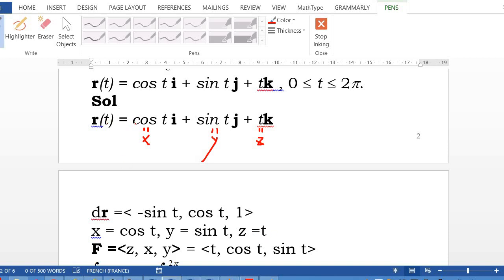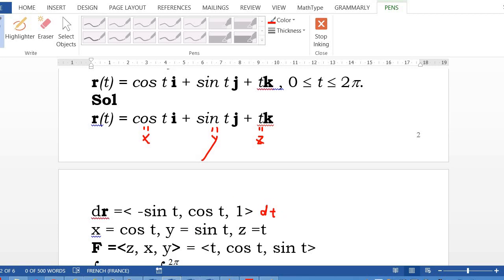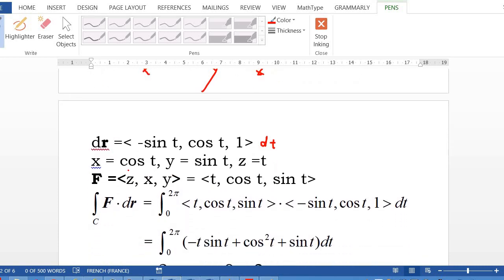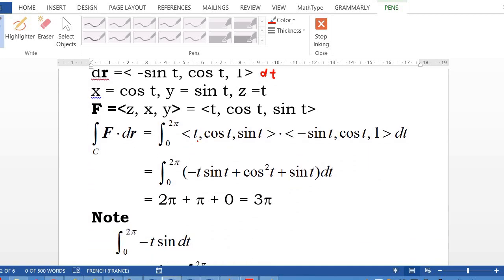From r(t), you find dr/dt. dr/dt is negative sin t i plus cos t j plus 1 k, and the dt, if you bring it to the right hand side, becomes multiplied by dt. Then plug the x, y, z into the vector F. So z is t, x is cos t, y is sin t. Later on we evaluate the line integral of F dot dr.